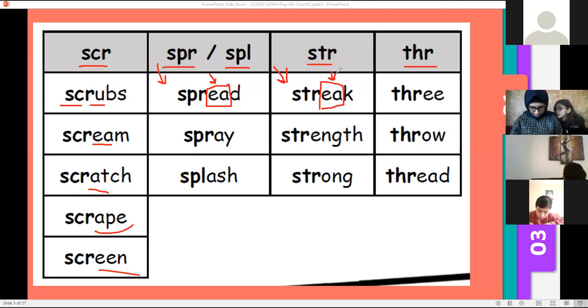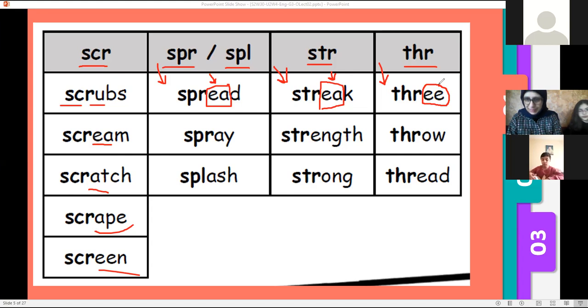Huda Farhat. Yalla Huda, last column. Read for us the last column. Three. Through. Thread. Excellent. Tell me again, what sound does the team double E make here? It's long E. Excellent.